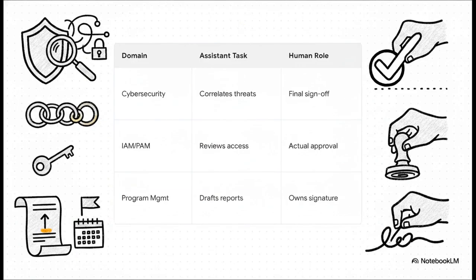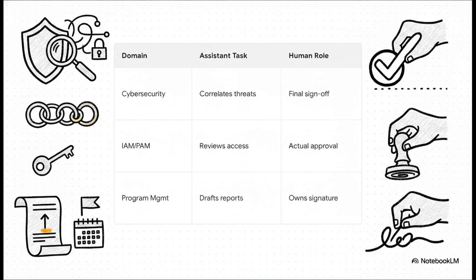Across various enterprise domains, copilots are actively processing vast amounts of information to support your workflows. In cybersecurity, a copilot can correlate threats. This means taking disparate signals from your firewall, your endpoint detection software, and your email filters, and weaving them into one cohesive narrative for the human analyst to review.